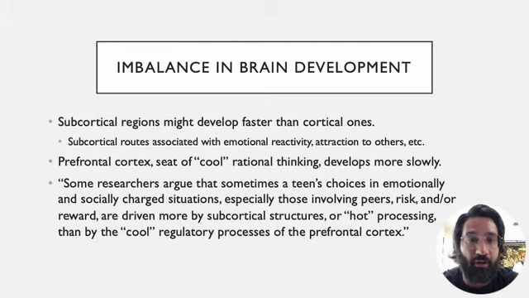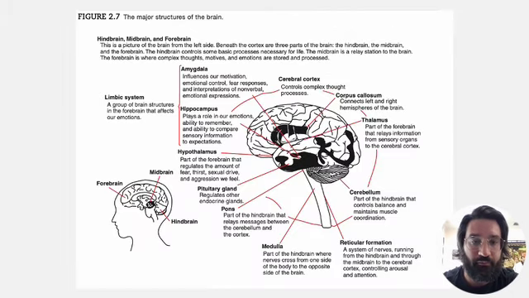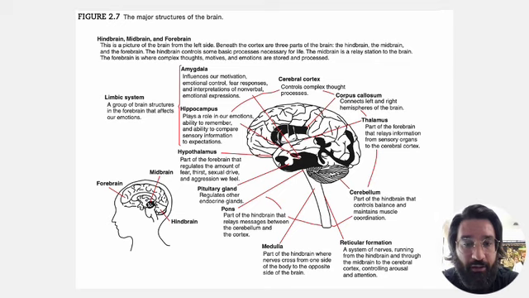So again, this is where we're going to see higher impulsivity, higher reactivity, teenagers not necessarily weighing carefully the pros and cons, and when it comes to making decisions, they tend to make these decisions quickly and impulsively. And this is what we're talking about when we're talking about the subcortical regions of the brain.